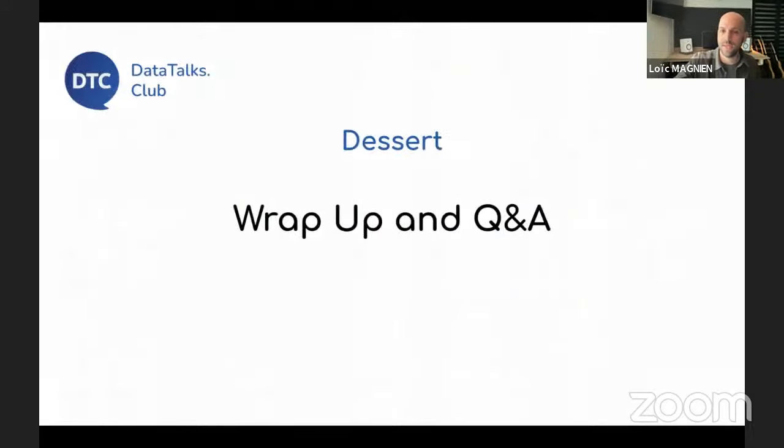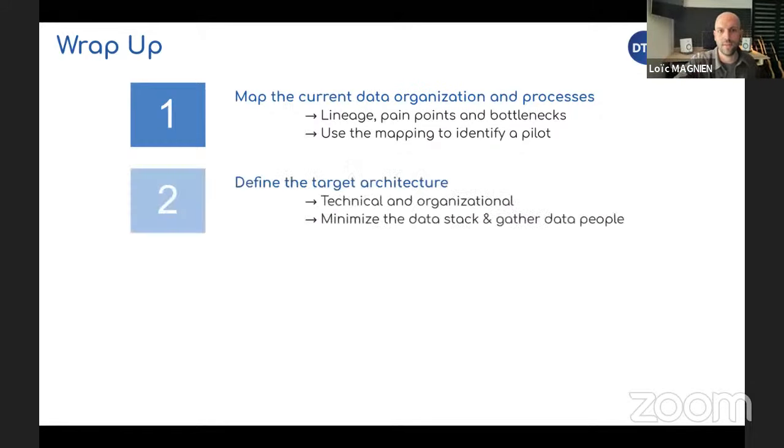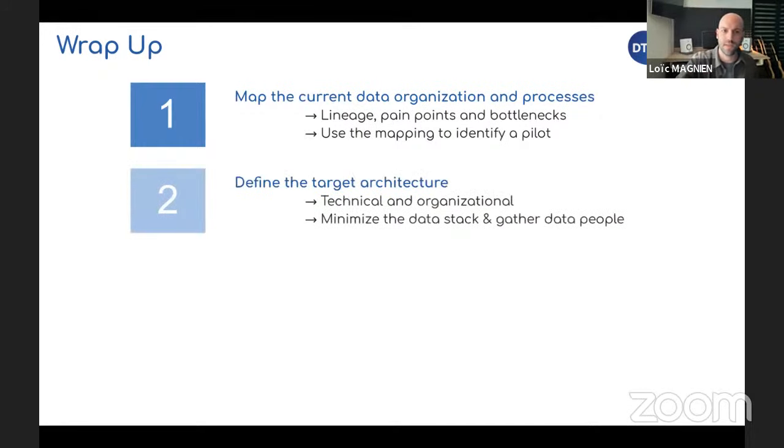And wrap up and Q&A. So the wrap up is basically a summary of everything we just discussed. Just to remind, this is the screenshot we need to take, but of course I will share the slides. Map the current data organization and processes. The most important thing here is to focus on lineage, pain points, and bottlenecks. And you will use the mapping to identify a pilot. Then second step, define the target architecture. Remember that it's not only technical, but also organizational.